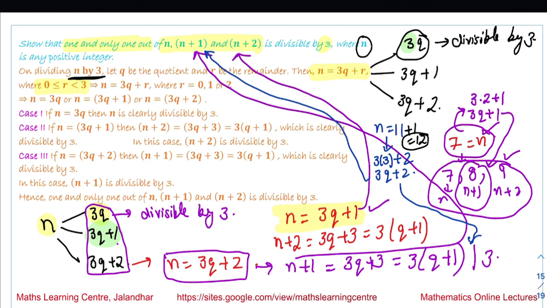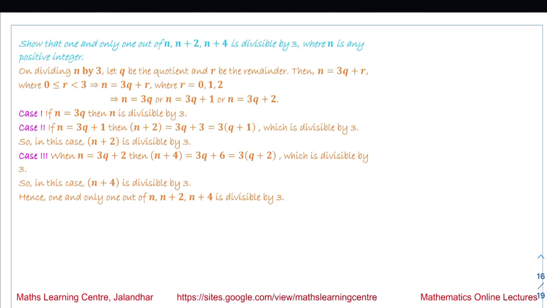Now next is, show that one and only one out of n, n plus 2 and n plus 4 is divisible by 3. Again, in this question n is any positive integer. When n is divided by 3, q is the quotient and r is the remainder, then by Euclid's division lemma we have n is equal to 3q plus r. It means any integer n can be of the form 3q, or 3q plus 1, or 3q plus 2. If any integer is there, then it can have these three forms.